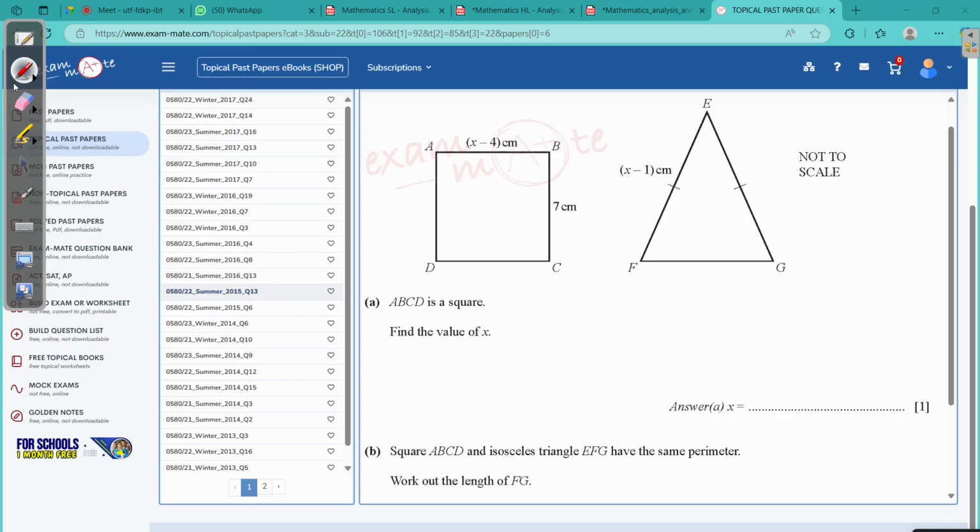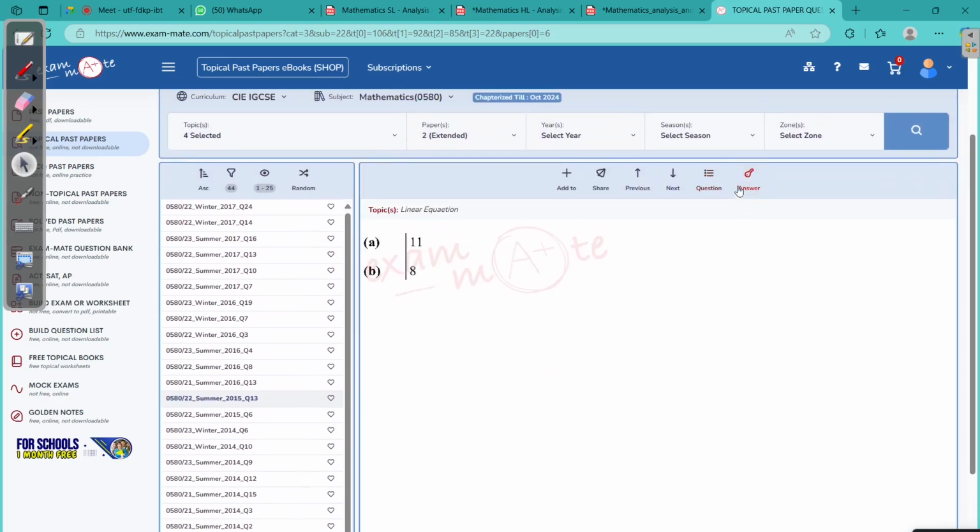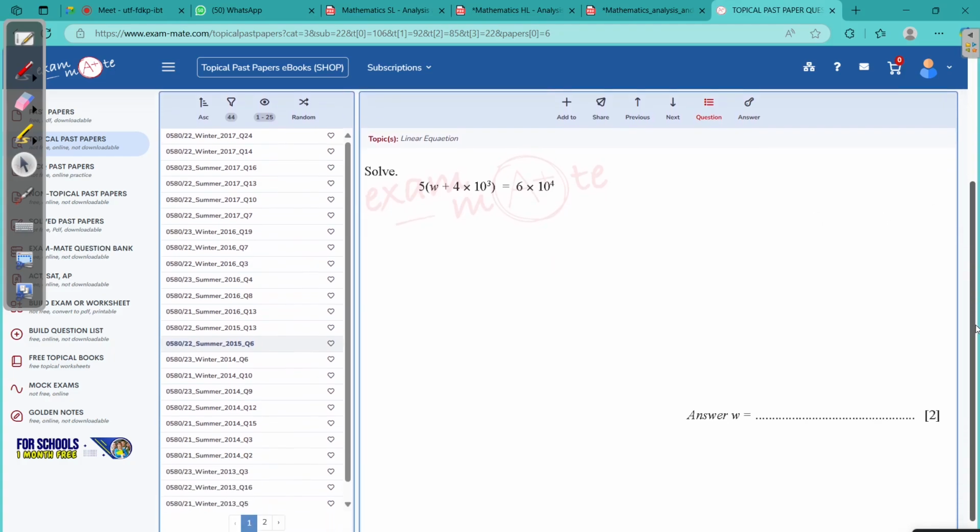So if we know that each side is 7, the perimeter is obviously going to be 28 for ABCD. And then X should again be the same, so it's just 10. And since it's isosceles, FE should equal EG. So again, 20. So FG should just be 8, right? Yeah, this one. Okay.